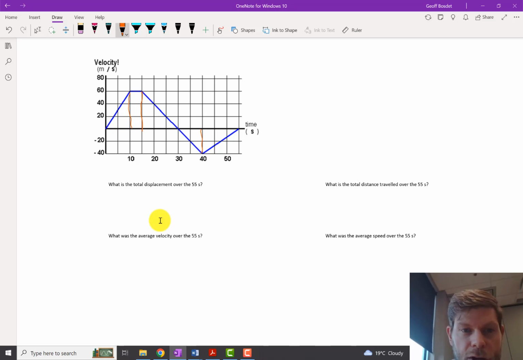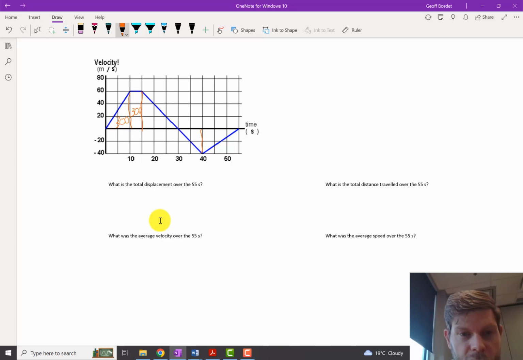I'm just going to do this really fast. Triangles are base times height divided by 2. So 10 times 60 is 600, divided by 2 is 300. So this little triangle has an area of 300, and therefore a displacement of 300 happened there. Here, rectangles are just base times height, so we've got a base of 5 and a height of 60, which is again 5 times 60 is 300.